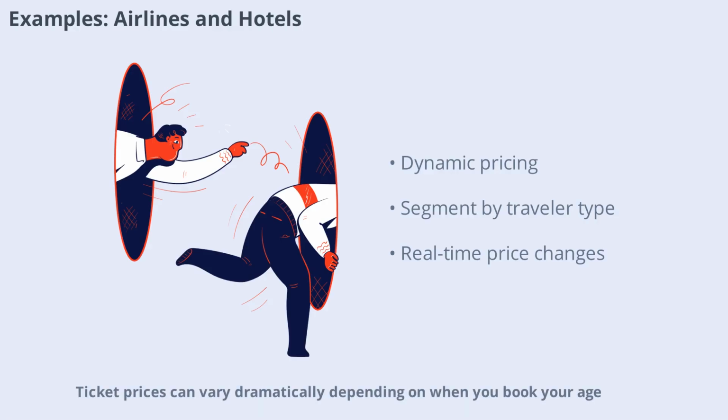Airlines and hotels are classic examples of industries that use price discrimination. Ticket prices can vary dramatically depending on when you book, your age, or even your location. Business travelers often pay more than vacationers, and last-minute bookings are usually more expensive. By analyzing customer data, airlines and hotels can adjust prices in real time to maximize revenue from each segment.